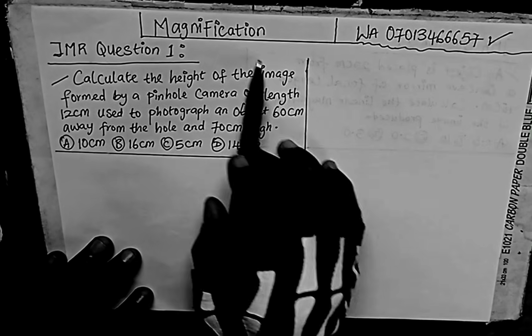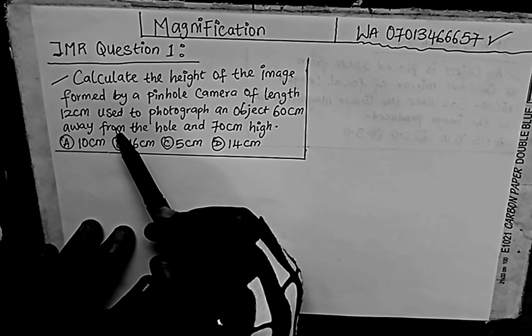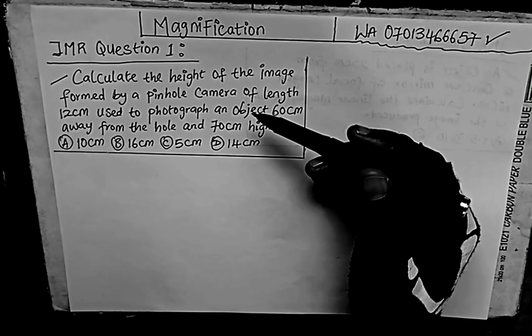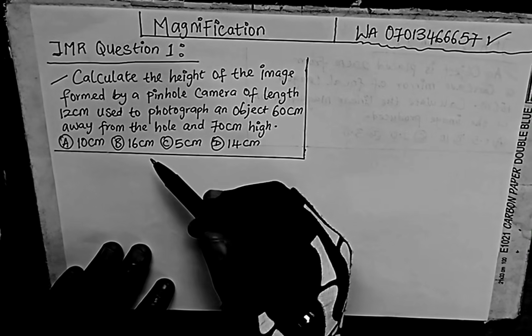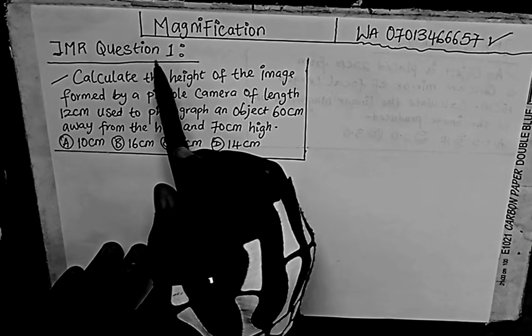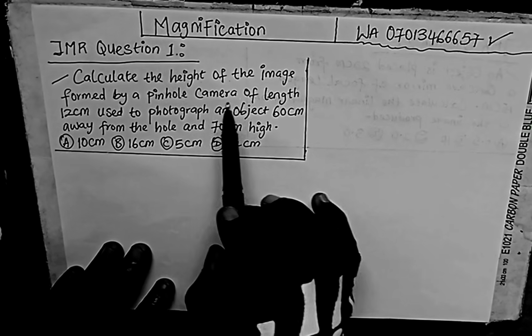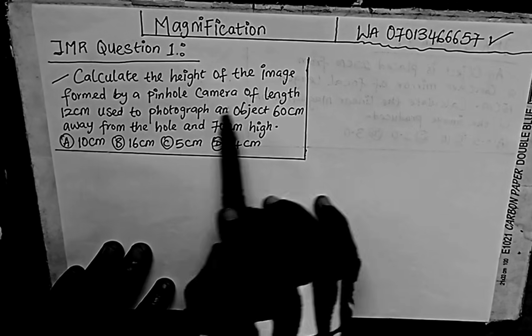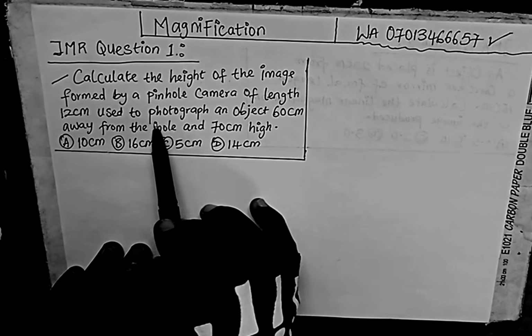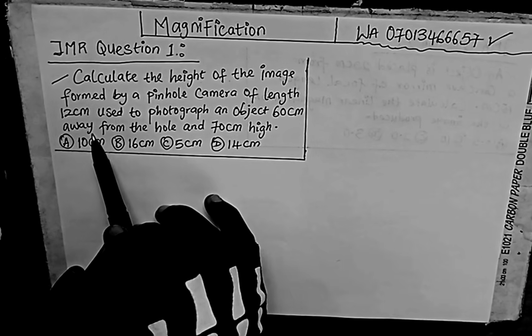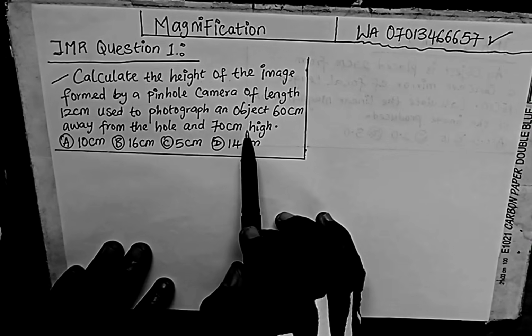The question we have here is under magnification, and it's high yield in JAMB UTME 2026 physics calculation. It's a must that you will see a question from magnification. So JAMB must repeat question 1. The question reads: calculate the height of the image formed by a pinhole camera of length 12 centimeters used to photograph an object 60 centimeters away from the hole and 70 centimeters high.